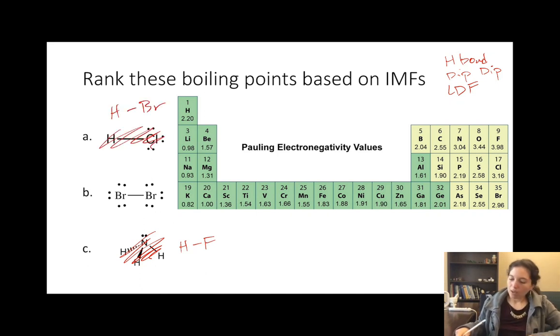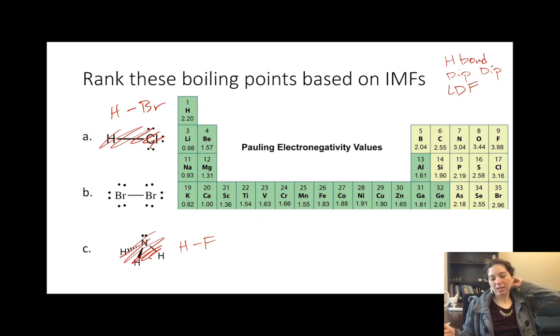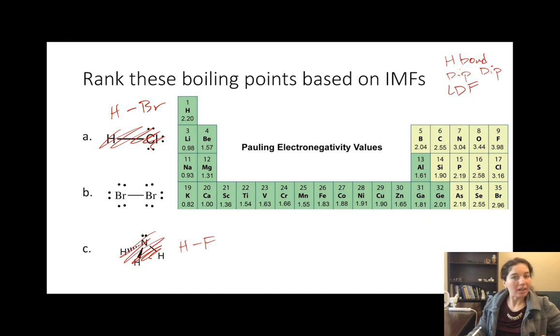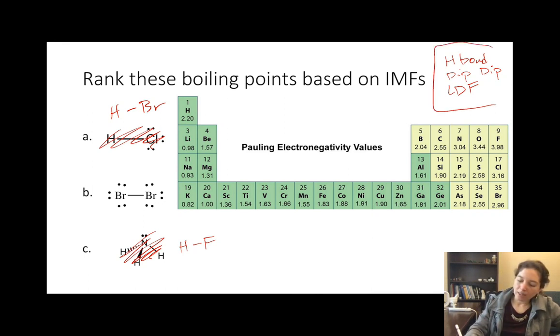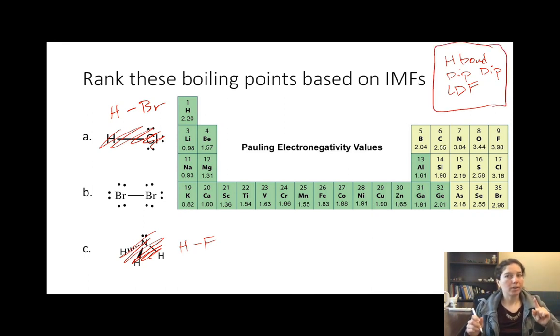Okay, so give that a try and see which one of these had the highest boiling point and the lowest boiling point based on the intermolecular forces. You may need a Pauling scale to figure out what type of forces these have, and the stronger the intermolecular forces, the higher the boiling point, because the more energy you're going to need to pull them apart. Let's take a look at how to solve this one.